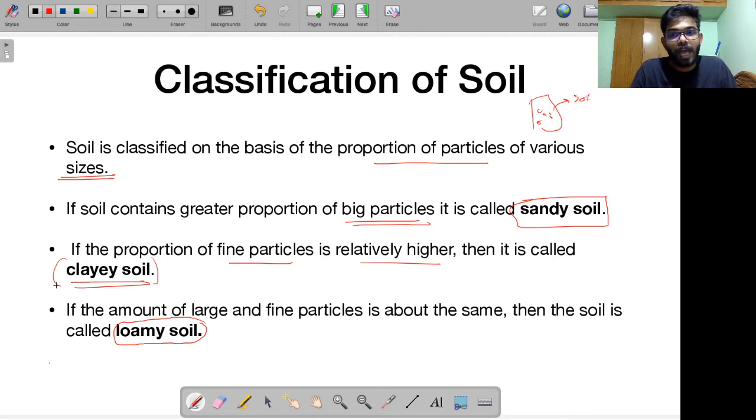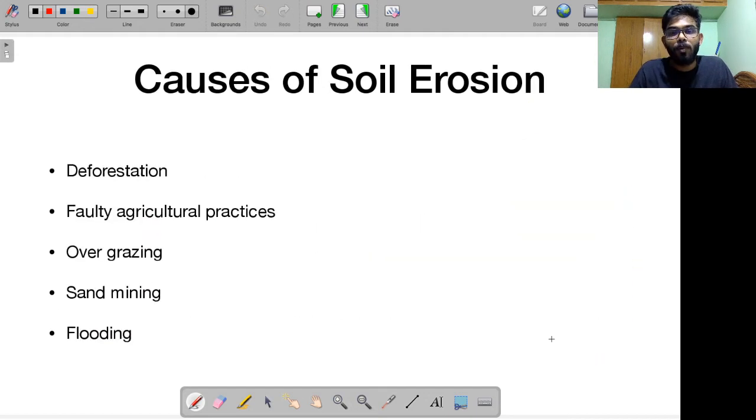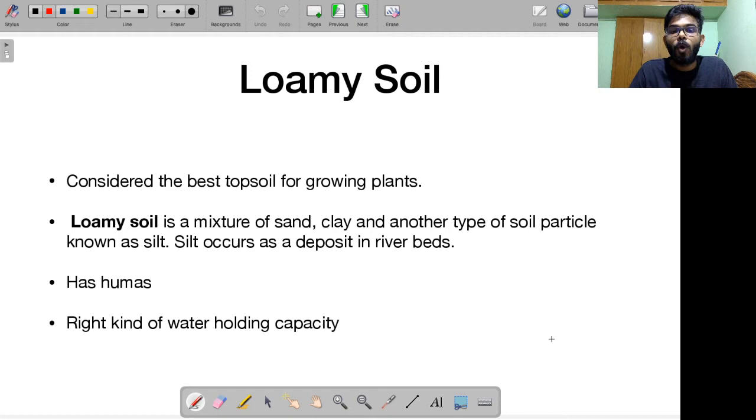When you talk about different types of soil, which kind of soil is present in which part of the country, over there you have definitely come across these terminologies: sandy soil, clay soil and loamy soil. Alright, I hope everything is clear to you. Let us discuss a little bit more about the loamy soil. Loamy soil is considered the best top soil for growing plants.